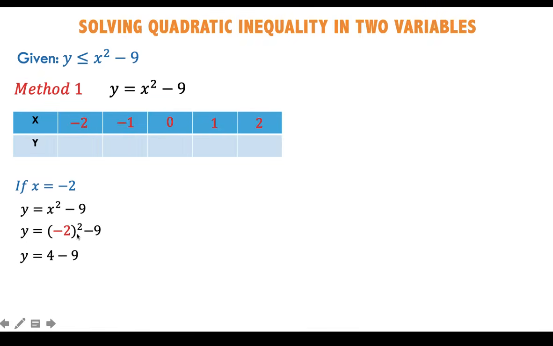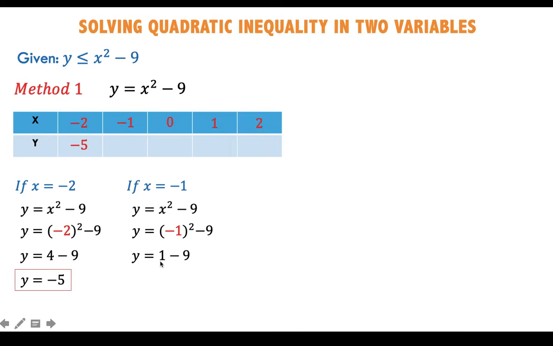-2 squared is positive 4. 4 minus 9 is -5. So therefore, if x is -2, y is -5. What if x is -1? We'll just follow the same process. Replace x with -1. -1 squared is positive 1. 1 minus 9 is -8. So that's the corresponding value of y.